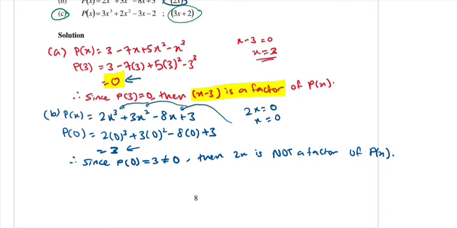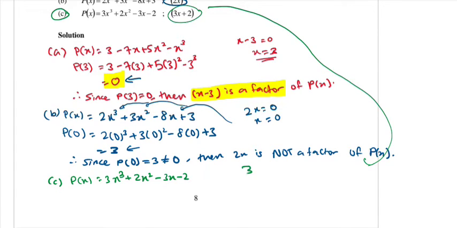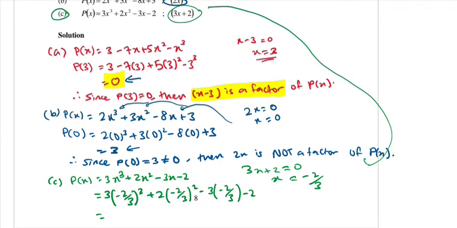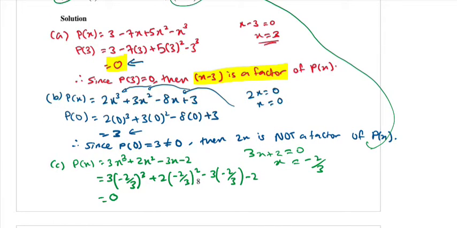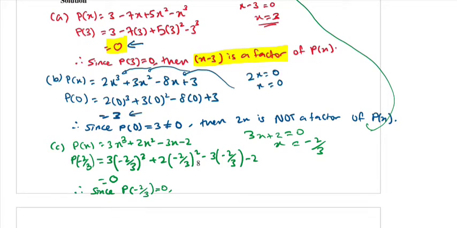Are you done? Let's check your answer. The divisor given here is 3x plus 2. So you should know what is the value of x that you have to substitute into the polynomial. Just equate it to 0, bring everything else to the right side. So it's x equal to negative 2 over 3. Substitute that x into your polynomial. And then just press your calculator and see what's the value. Now the answer is 0. So what's your conclusion? Is it a factor or not?